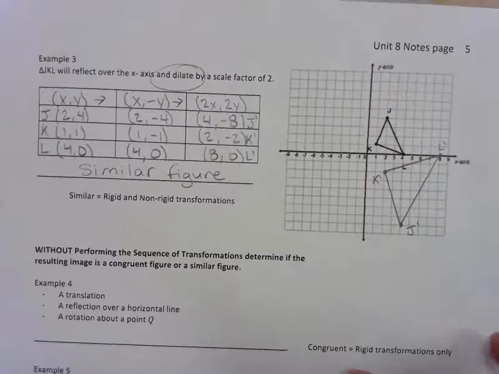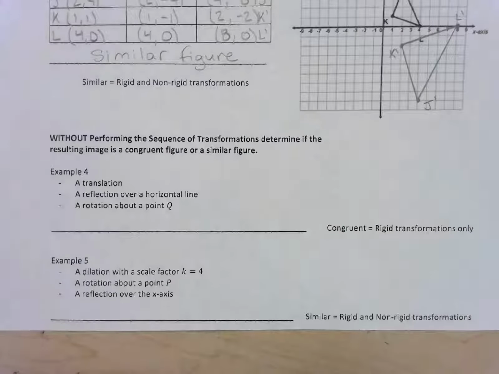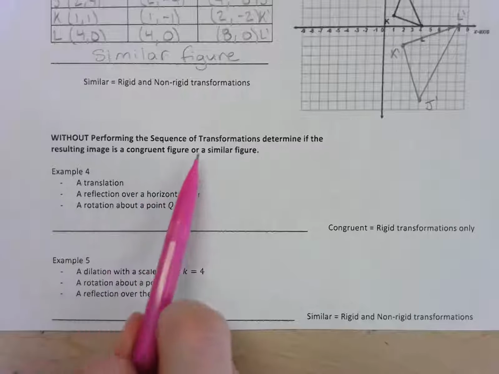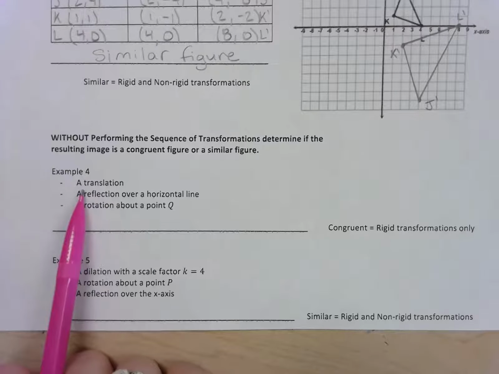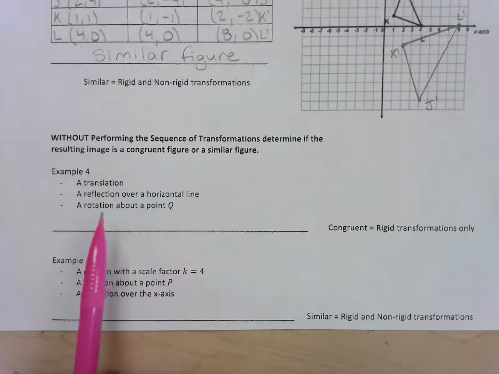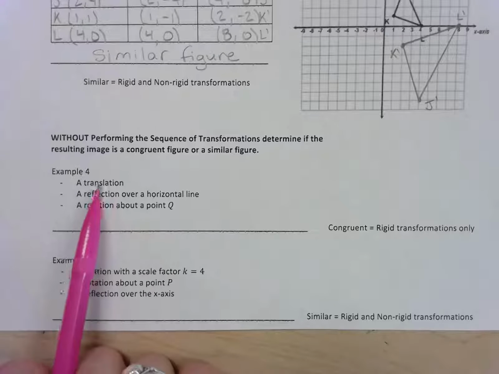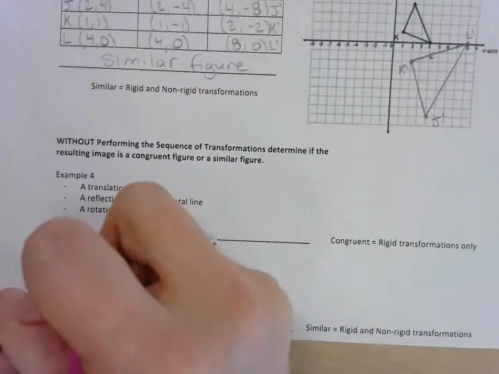So let's look at some without graphing the sequence of transformations. We're going to determine if the resulting image is a congruent figure or a similar figure. So first it says we have a translation. It may go up, down, left, or right. Then it says it's going to reflect over a horizontal line and then have a rotation about a point, and they call it Q. So each of those transformations are rigid transformations, so that means it's going to result in a congruent figure.